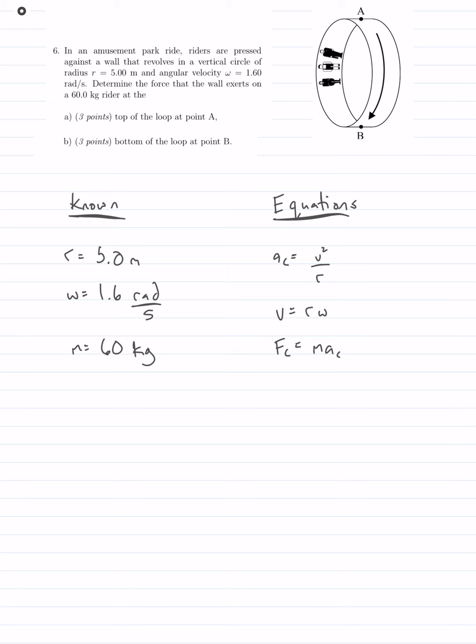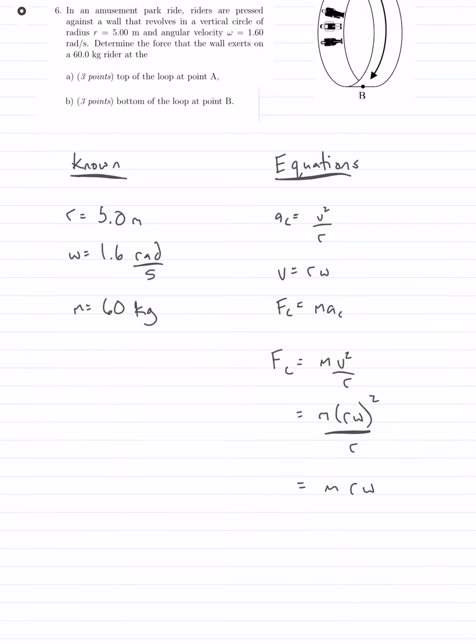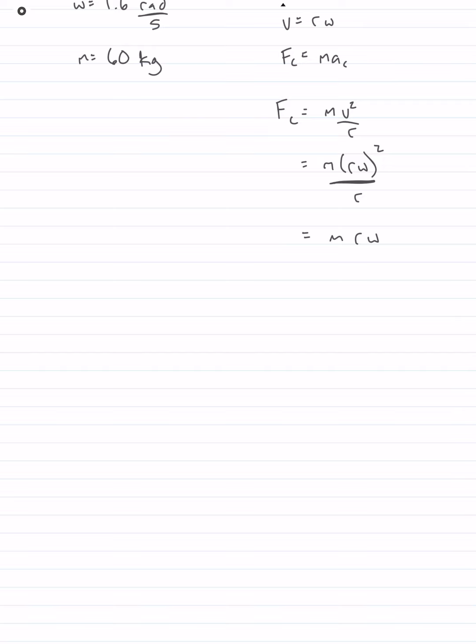With this, we know that centripetal force is going to be equal to m times centripetal acceleration. And we could take it a step further and say that the centripetal force is equal to m times v squared over r, and even further, replace v by r omega, divided by r, which is simply going to give us m r omega squared. Okay, now that we know that, we can begin to solve the problem.